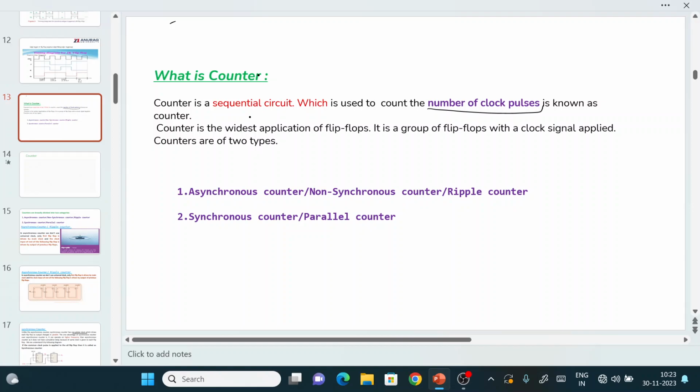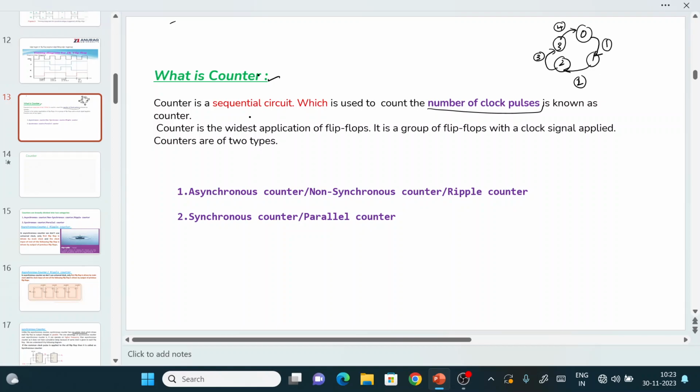For example, if we want to count something like 0, 1, 2, 3, it means that only when you apply the clock pulse will the count change from one value to another. To change from 0 to 1, we need to apply one clock pulse. To change from 1 to 2, we need to apply one more clock pulse. To change from 2 to 3, one more clock pulse. To change from 3 to 0, we apply one more clock pulse. So the counter is something which counts the number of clock pulses.